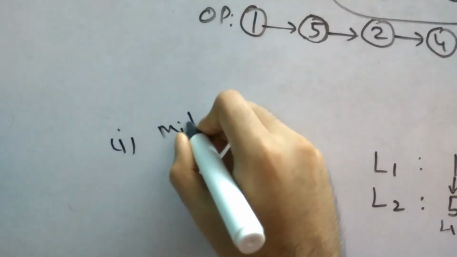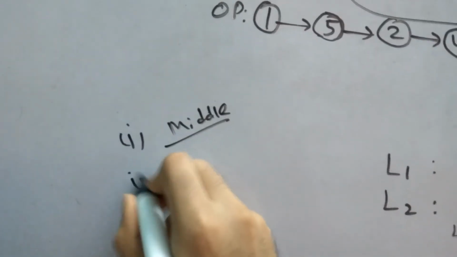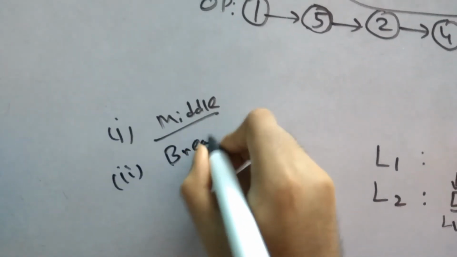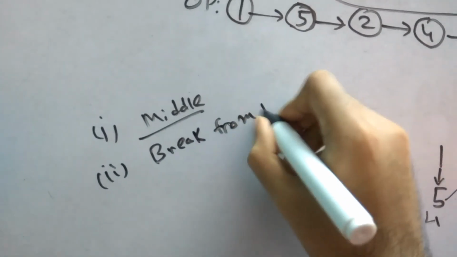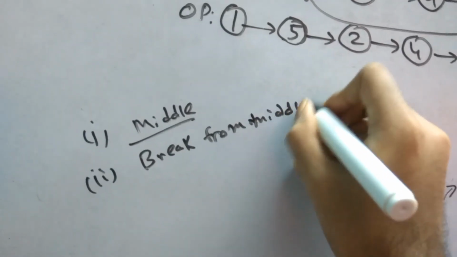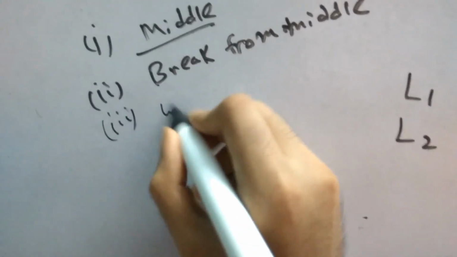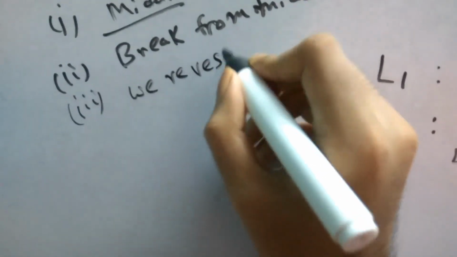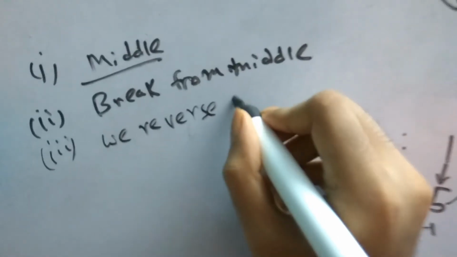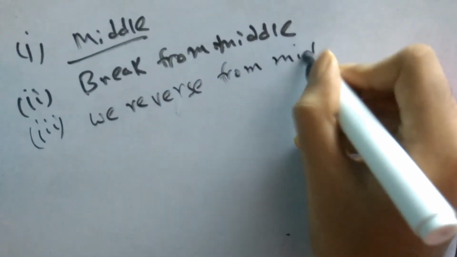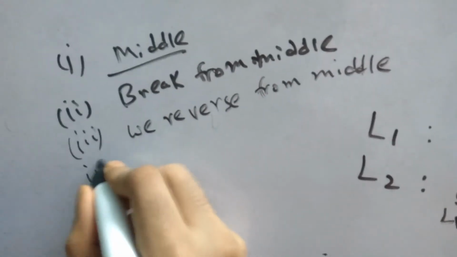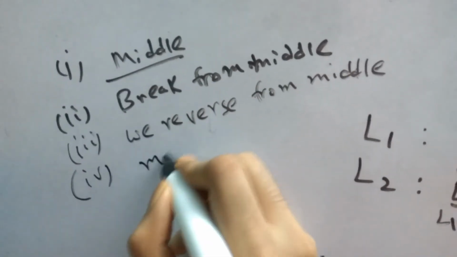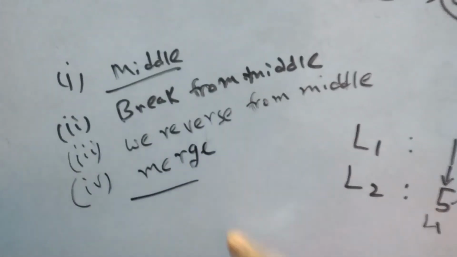So this is our simple solution. What are the steps we need to do? First step is middle: we have to find the middle of the linked list. Second step is break from middle. After breaking into two linked lists, the third step is we reverse from middle. After reversal, the fourth and last step is we have to merge both linked lists.